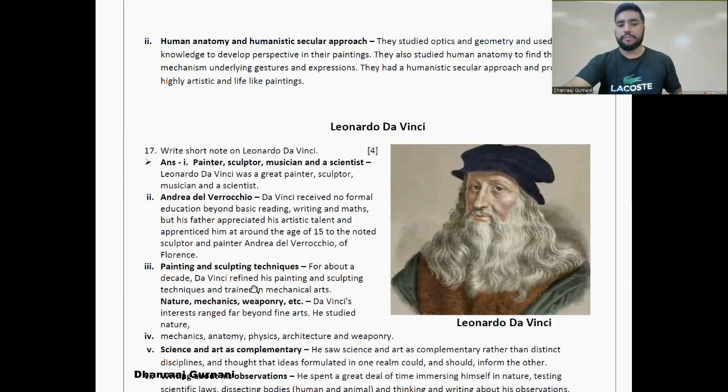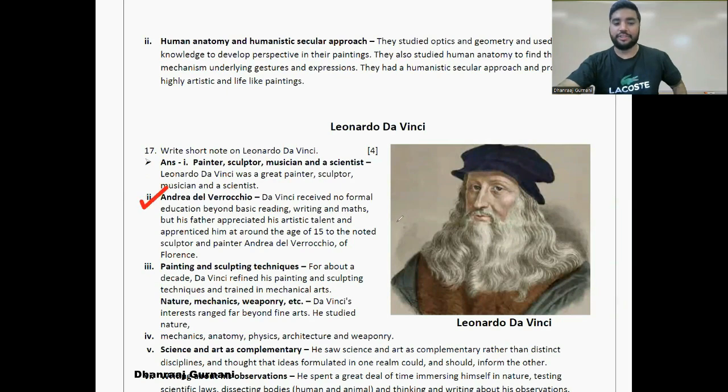Painter, sculptor, musician, and artist. You will have to learn all 8. They can ask you specific points in 2 mark sections or as a short answer. Da Vinci was a great painter, sculptor, musician, and artist.